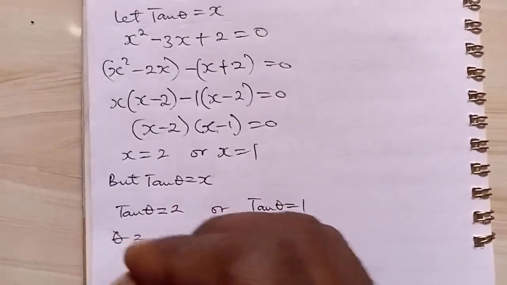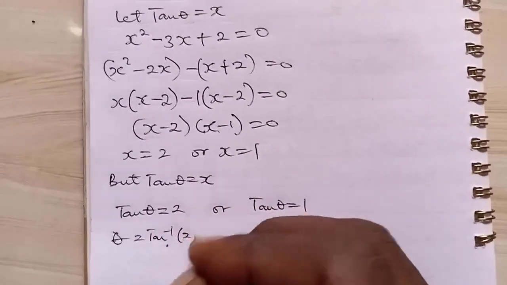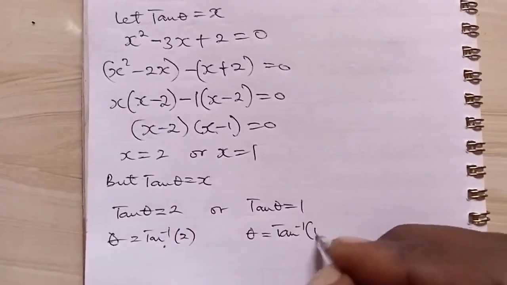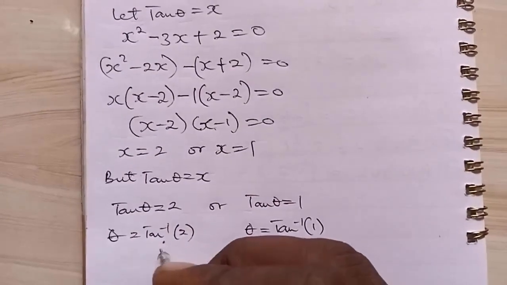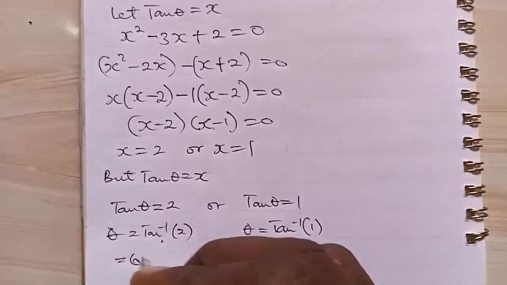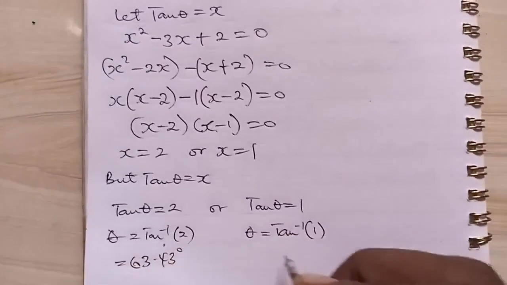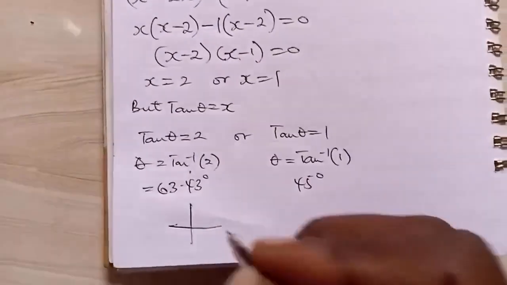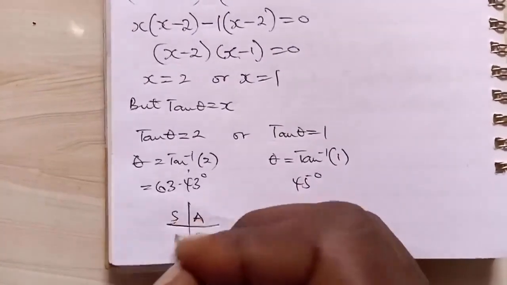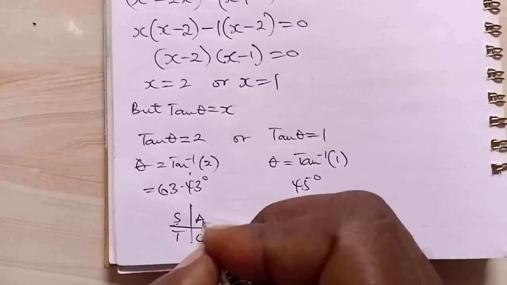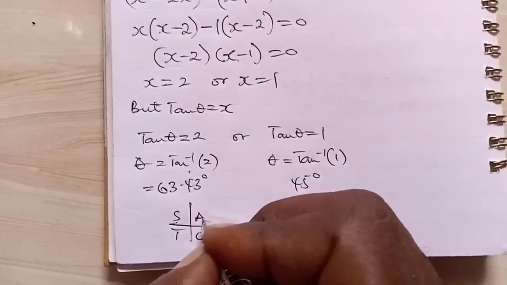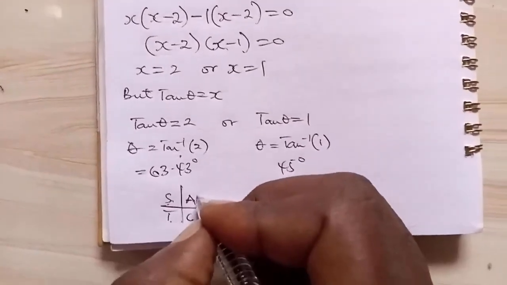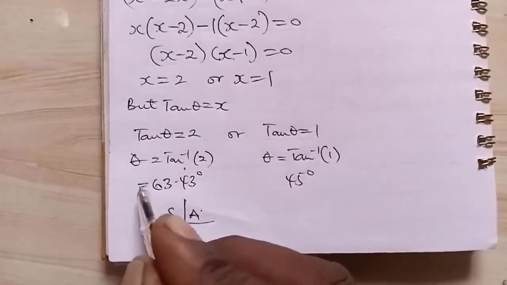So here theta will now be tan inverse of 2, and here theta will be tan inverse of 1. So here theta will be 63.43 degrees, and here theta will be 45 degrees. So we're now going to check in the 4 quadrants. Here cos is positive, here all of them, cos, sine and tan, are positive. Here sine is positive, here tan is positive. We've already gotten the first positive.